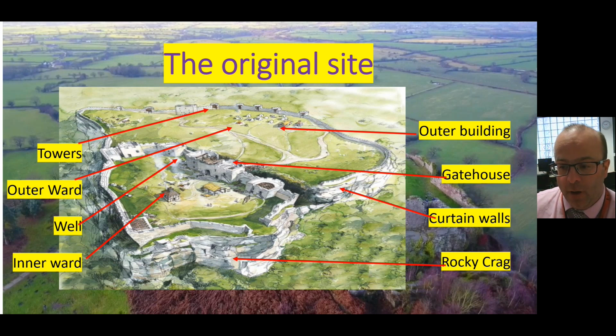And to get from one part of the castle, the inner ward, to the outer ward, there was a bridge, a wooden bridge built between the two parts of the castle and over the rocky ditch. Again, you should be familiar with most of these drawings and these key terms. So that's the original site.